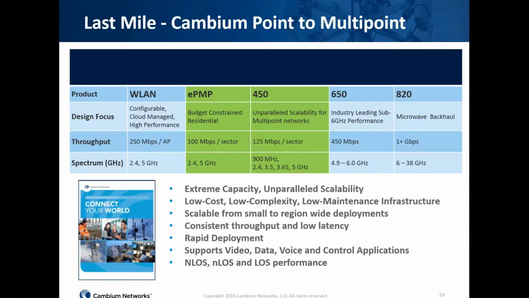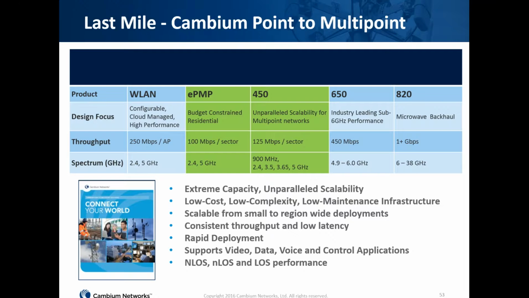Our point-to-multipoint, we actually offer 2 different types of products. Our ePMP is a lower cost point-to-multipoint product. It has many of the features of our flagship PMP 450 product. It'll deliver 100 meg, actually a little bit greater than 100 meg per sector. It only comes in 2.4 and 5 gigahertz options. The PMP 450 that we'll talk about will deliver 2.4, 3.5, 3.65, and 5 gig frequencies. It also supports 900 megahertz.